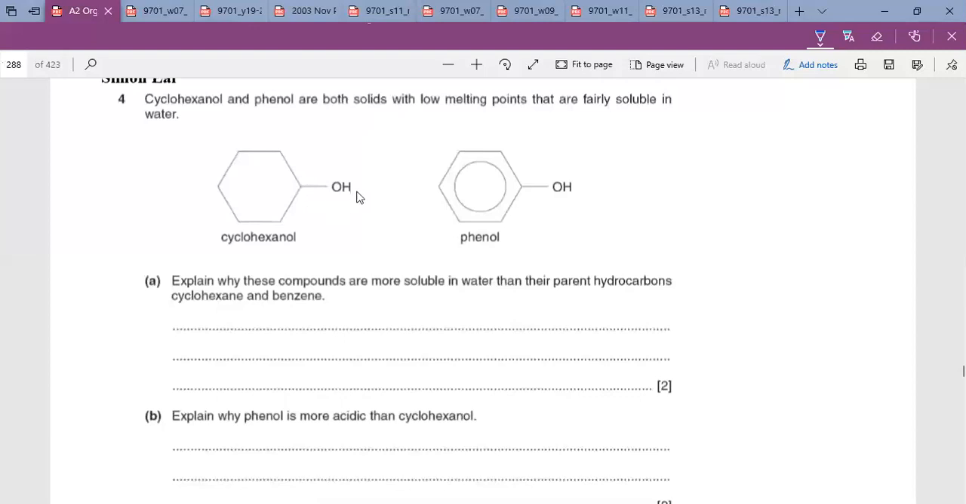Remember, this is just a normal secondary course. This is your phenol, and this is just an R group here. This is just an R group, which, of course, doesn't withdraw electrons. But this is a phenyl group, a benzene ring. It will withdraw electrons. See?